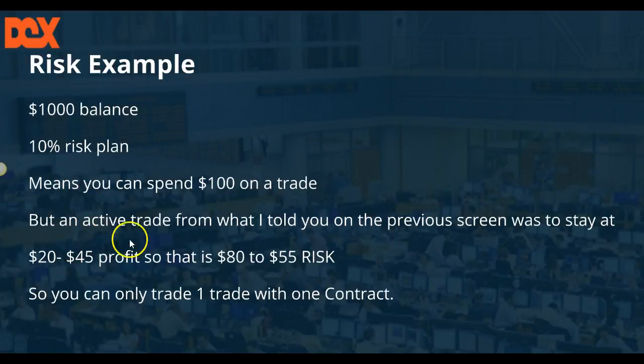But for an active trade, what I told you on the previous screen, was to stay between $20 and $45. That means you're risking about $80 to $55, right? So again, you're an adult, you're here to trade, you're here to figure your lifestyle out. You've got to follow some rules and guidelines, okay? This is one of them: risk.